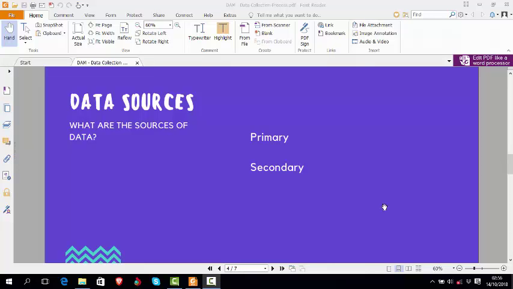They are collected freshly via observations, surveys, ethnographies, or interviews. So you can collect data primarily through any means. But the reason it stands out is that it is the data that you've not collected before. So it's like a freshly baked cake.